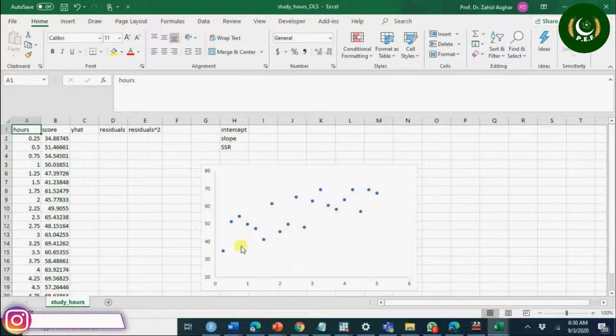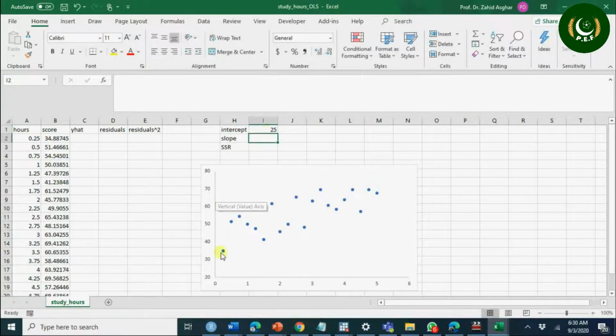Now, guess what the intercept is here. You may guess 25, if I extend the line here, you may guess it, let's say 25. Guess the slope. Slope is basically total rise, so 30 to 70, that's your total rise. Over run is roughly 5 to 30, roughly 8. Fine. Now, you have y hat and residuals.